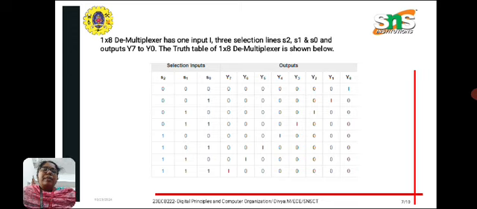This is a truth table for a 1 cross 8 demultiplexer. It has one input, 3 select lines S0, S1 and S2, and outputs Y0 to Y7. The truth table of the 1 cross 8 demultiplexer is that we are having 3 select lines and 8 output lines.